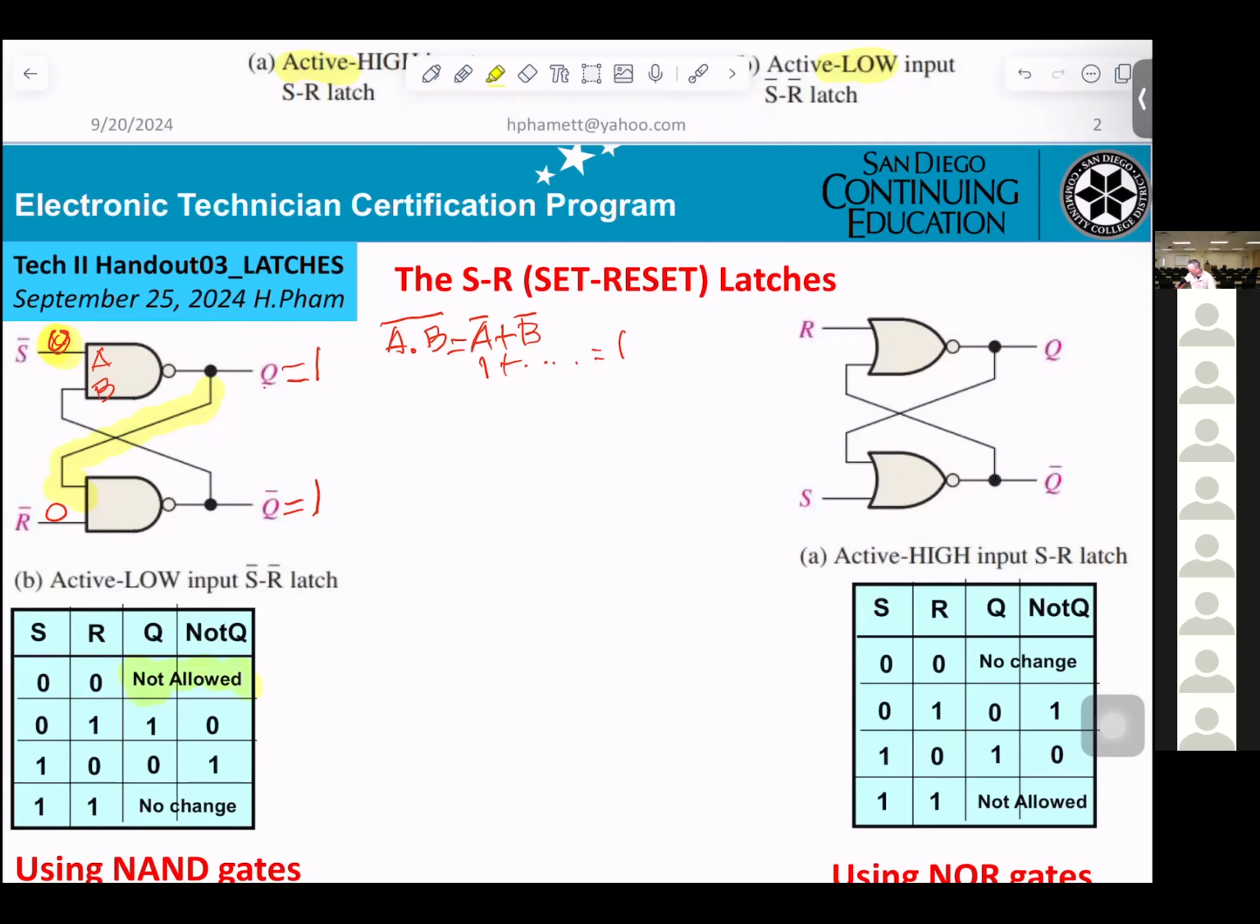That means you cannot apply both 0s. You understand that not allowed? You're not allowed to put two zeros on the input, S and R. Is that right? Correct. It should never happen.